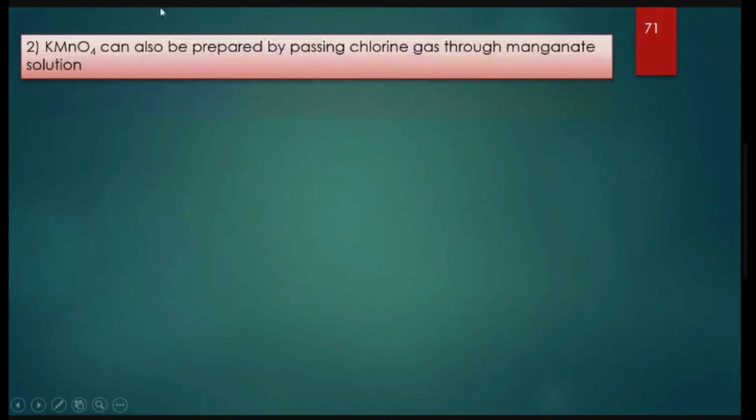The second method, potassium permanganate can also be prepared by passing chlorine gas through manganate solution. Here, look at the reaction: 2 K2MnO4, that is potassium manganate. When it is made to react with the chlorine, it is going to form potassium permanganate. So the reaction is very simple.